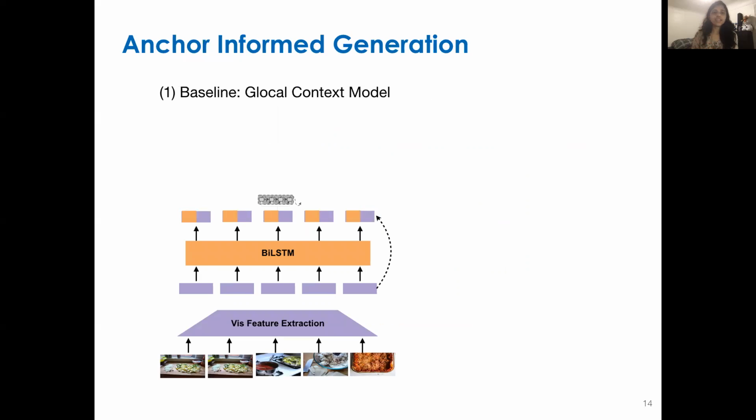First, let's look at the baseline model, which is essentially a seq-to-seq model that takes a sequence of images and generates a sequence of sentences as a story.